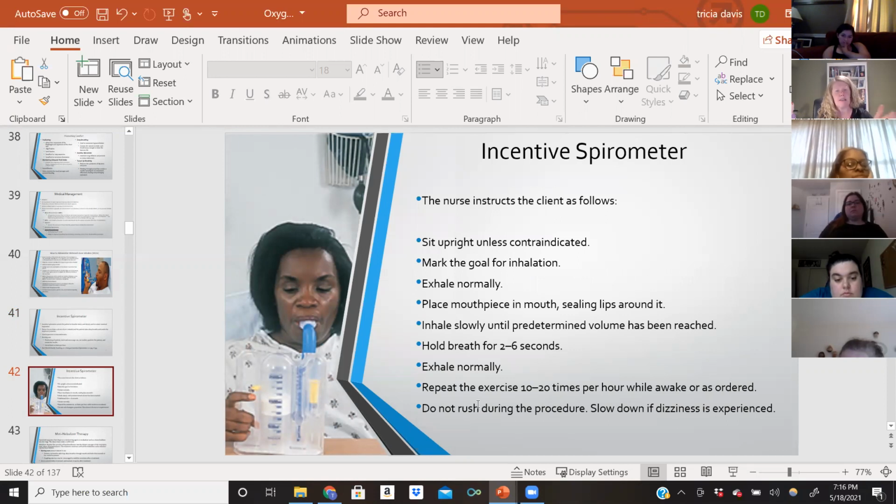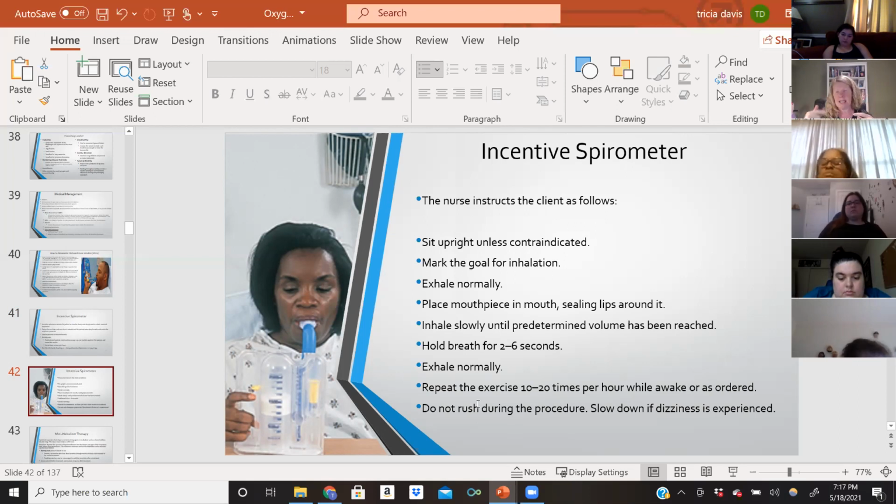So this is the incentive spirometer. And the nurse is going to teach the patient to sit upright unless contraindicated. You're going to mark the goal for inhalation. What goal do you want them to reach? It's hard to see on that incentive spirometer, but usually one side of the incentive spirometer will have numbers. So some people say, try and reach 1,500. Then on the other side of the spirometer, there are 2 arrows about this far apart. In between the 2 arrows is this little blue ball.